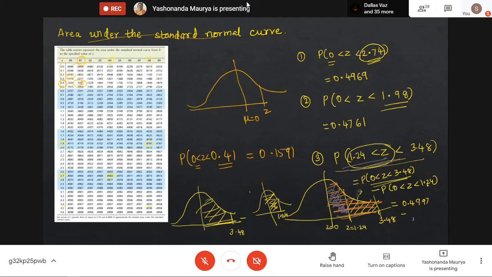minus 1.24. So where is that 1.24? 1.2 here and 4 is this. So this one is minus 0.3925. Okay, so we'll subtract this to get the answer. So it will be 2 here, 7 here, 0 and 1. So this is the answer.